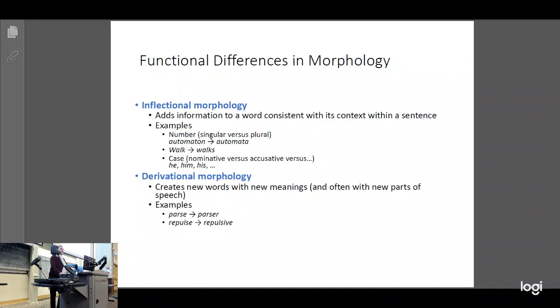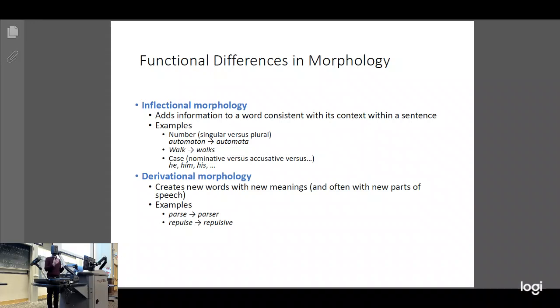More important than that, though, probably are functional differences in morphology. So morphology can work in different ways. This is very important for NLP, actually. So one way that morphology can work is as inflectional morphology. And this just adds information to a word that's consistent with its context. So things like number and tense and aspect and case, these are all examples of inflectional morphology.